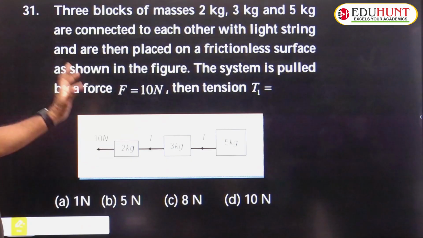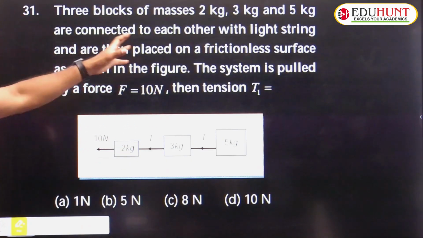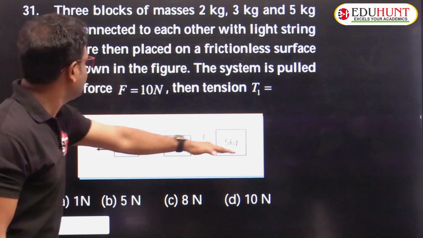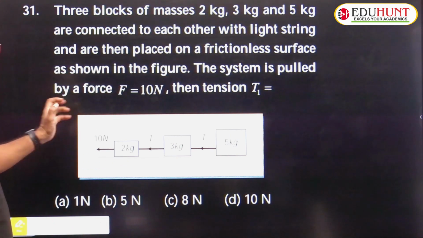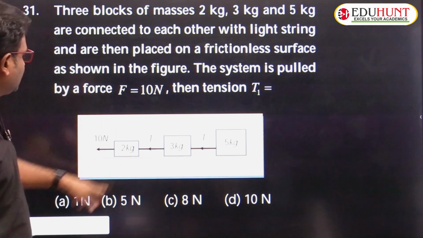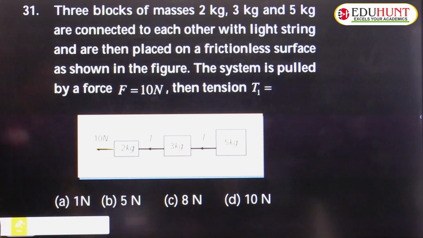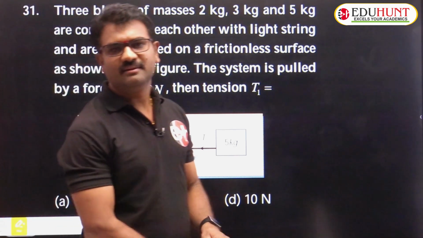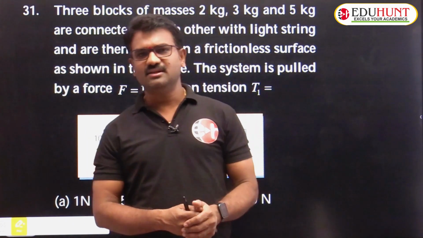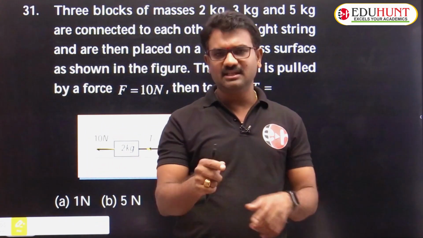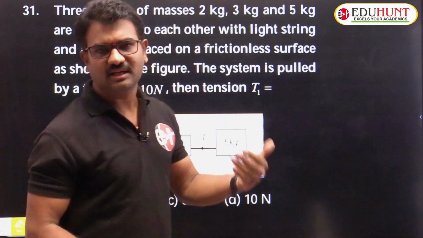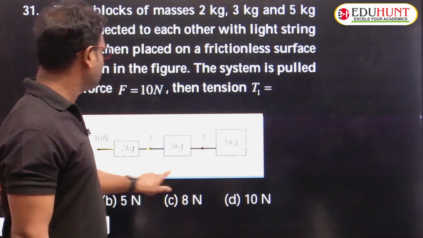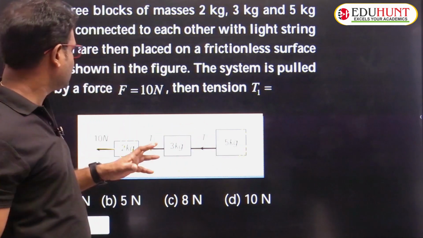Three blocks of masses 2 kg, 3 kg and 5 kg are connected to each other with a light string and are placed on a frictionless surface as shown in the figure. The system is pulled by a force capital F which is equal to 10 newtons. Then the tension T1 is, he asks. We have done these many times. I will explain now, but please do not watch the video first; solve it yourself and verify your process and answer along with me. When pulled, assume that the 3 blocks have a single mass.